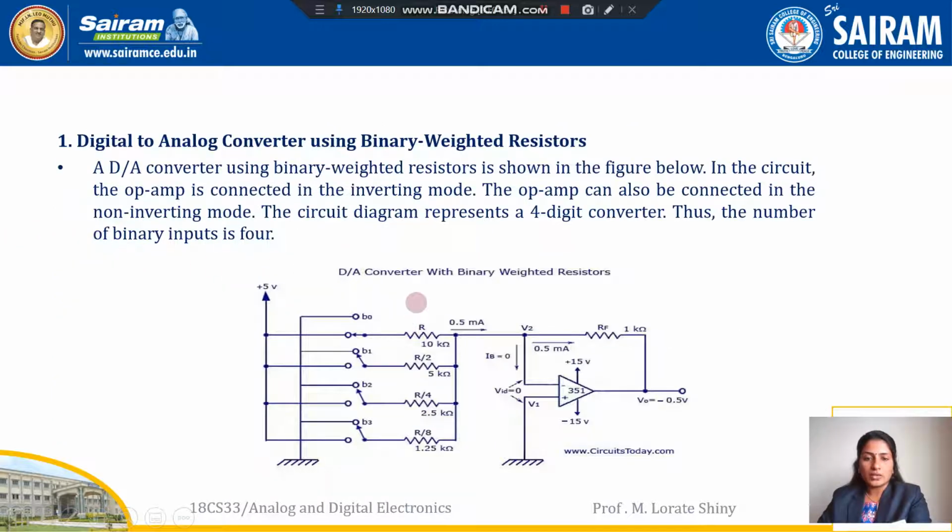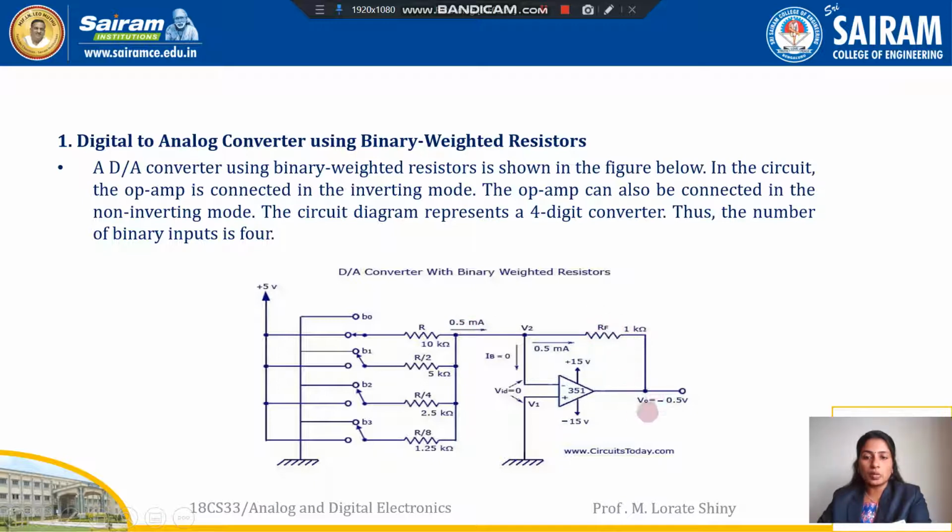We'll see the working. In the first case, I am considering B0 is closed and remaining all the switches are open. When B0 is closed, it will be directly connected with 5 volt. Now we can calculate the current across this resistor. The formula for current is I is equal to V by R. So V is 5 volt divided by 10 kilo ohm, we will get 0.5 milliampere. This 0.5 milliampere current is flowing through this feedback resistor.